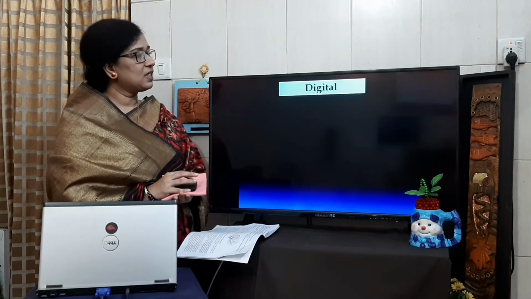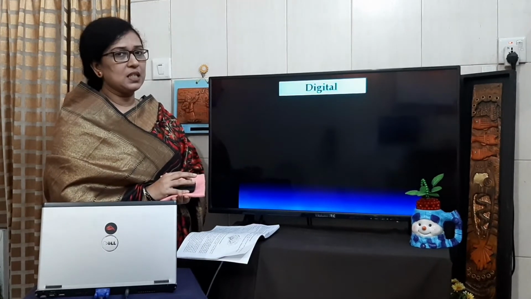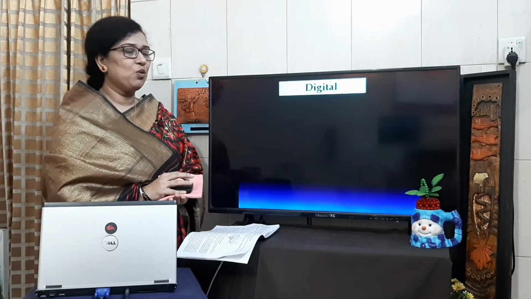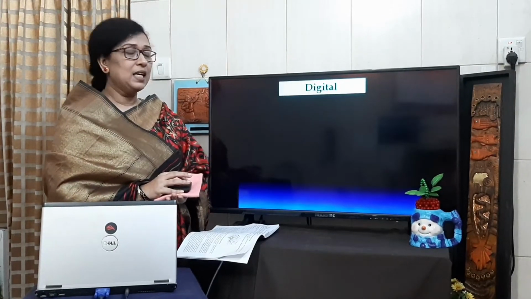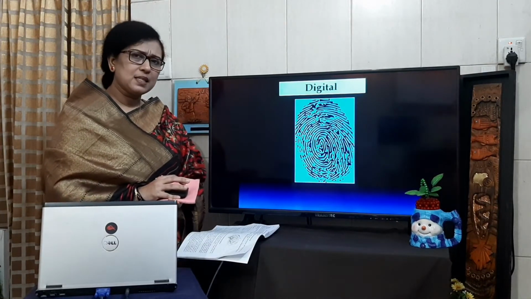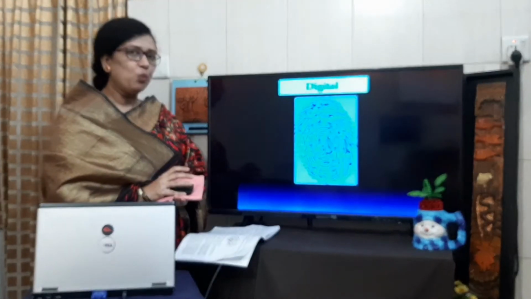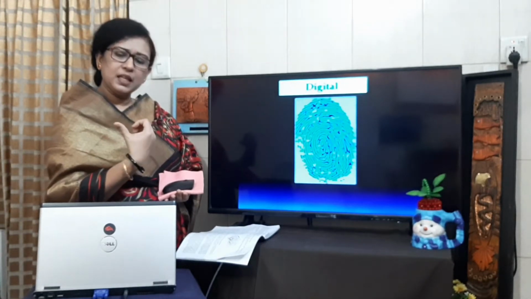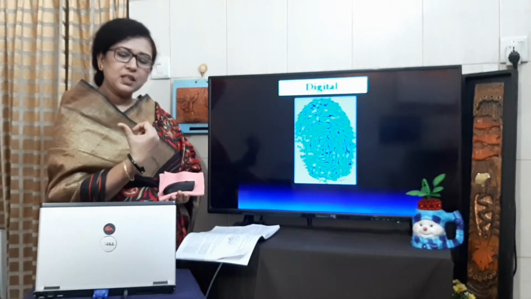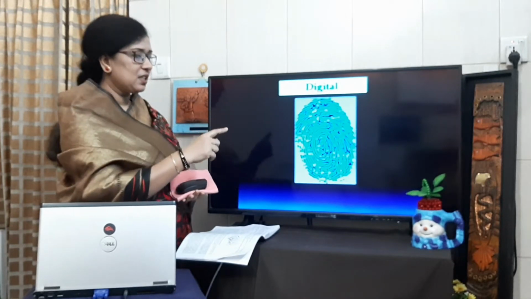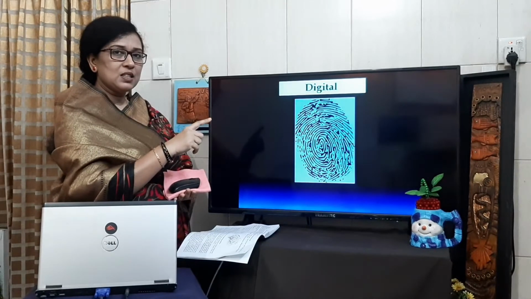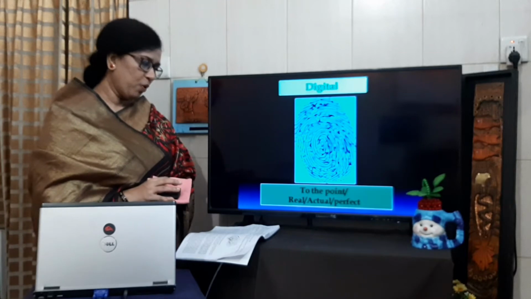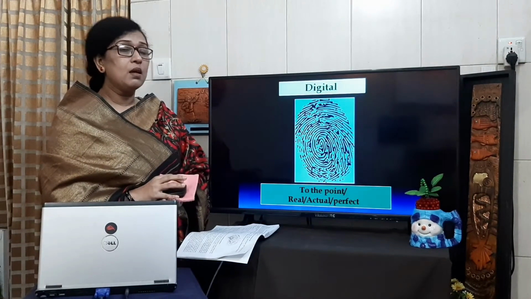Digital. This is a familiar word, digital. We know the meaning of digital because Bangladesh is going to achieve the goal of Digital Bangladesh. So the meaning of digital. What is this? Is this a map? No. This is a fingerprint. It is not so clear, but when you print it digitally, then you will see that these are circles. So these are the circles and this is digital. So the meaning of digital is to the point, real, actual, perfect. Clear?